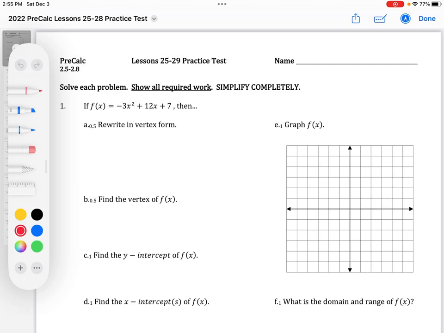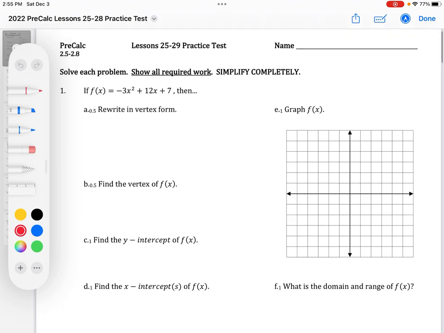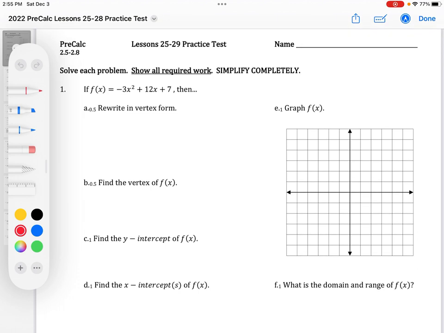Hello, this is Miss Valdez, and in this video I'm going to work through the 2.5 through 2.8 practice test. So this first problem has to deal with graphing a parabola, and the first thing we're going to do with this quadratic here is rewrite it in vertex form.